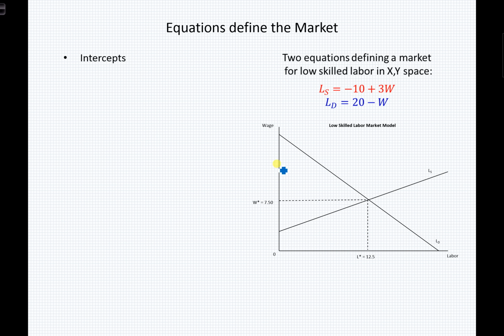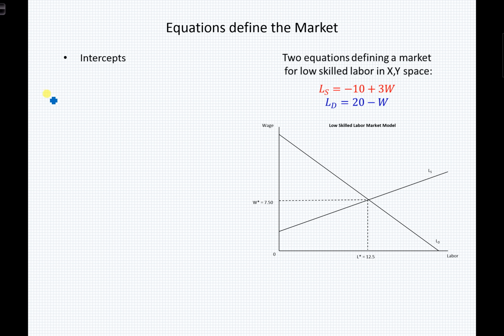And so this is actually a fairly simple thing to do. Consider that on the y-axis, or on the wage axis, the value of labor is 0. And on any point on the labor axis, the value of wage is 0. So if we want to know the intercept values for the demand curve or for the supply curve, all we need to do is in turn set the variables equal to 0, and that will then reveal the intercept values. So let's do this. We'll start with labor supply.